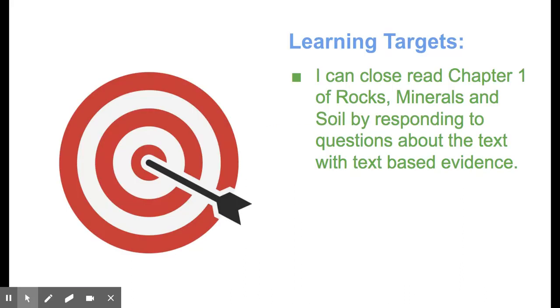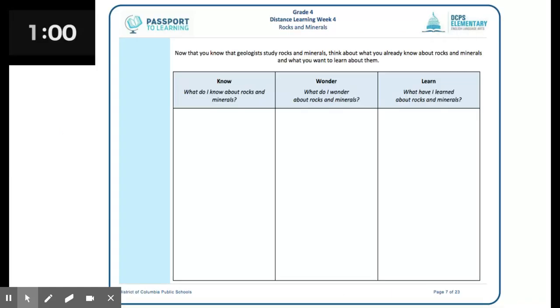Let's go over our learning targets for today. Today, your learning target is, I can close read Chapter 1 of Rocks, Minerals, and Soil by responding to questions about the text with text-based evidence.